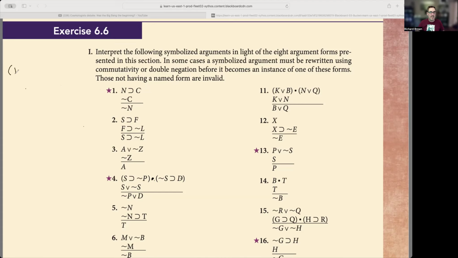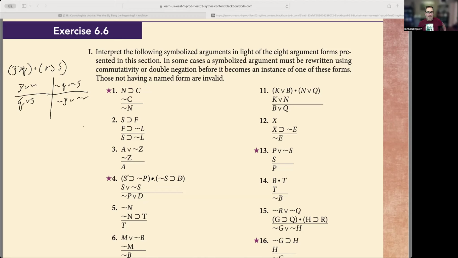So remember that the constructive version is P horseshoe Q dot R horseshoe S. And then you have P wedge R, conclusion of Q wedge S. The destructive version, if I can just use the same premise here, says tilde Q wedge tilde S and concludes tilde P wedge tilde R. So which one is this?